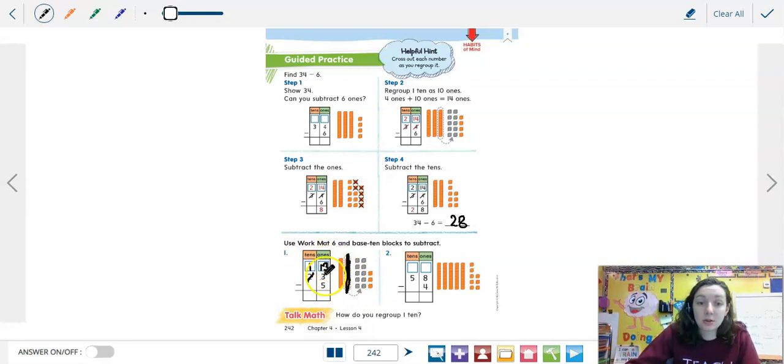And so now it's 13, and as you can see, they crossed out there. 13 minus 5, which is 8. And then 1 minus nothing, because there's nothing there, is 1. So our answer is 18.